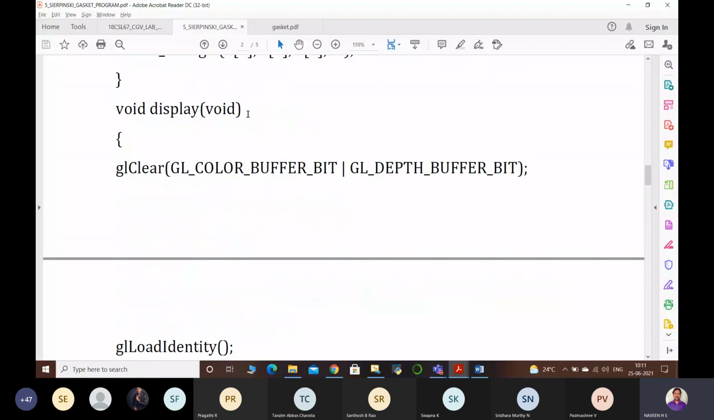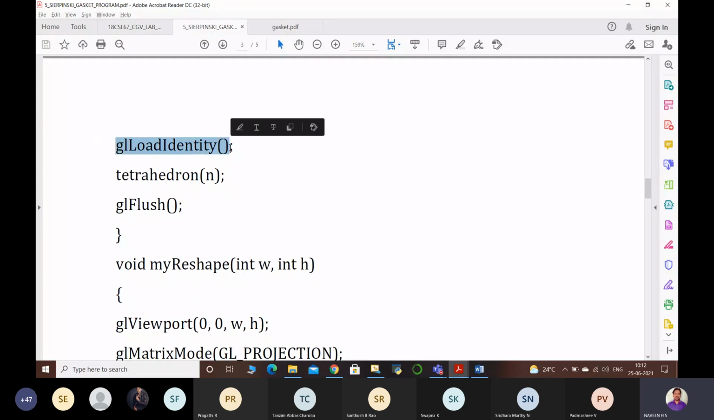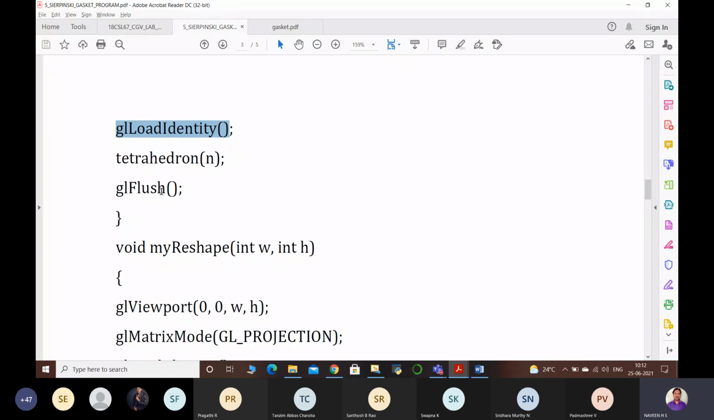So void display, again here also we have two constants. We are using GL clear in order to clear the buffer, and the depth buffer, again the same thing, as this is a 3D case. We have to clear all the depth information also, nothing but the invisible surfaces information. Next, again the same thing, GL load identity to erase the previous matrix information of the object.